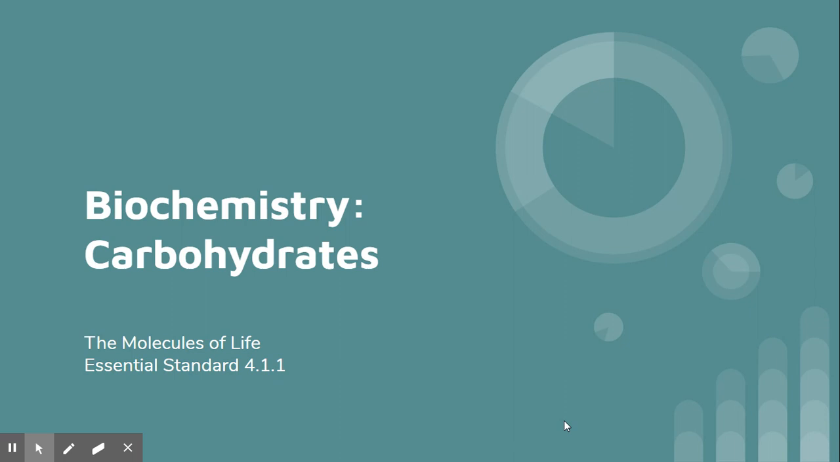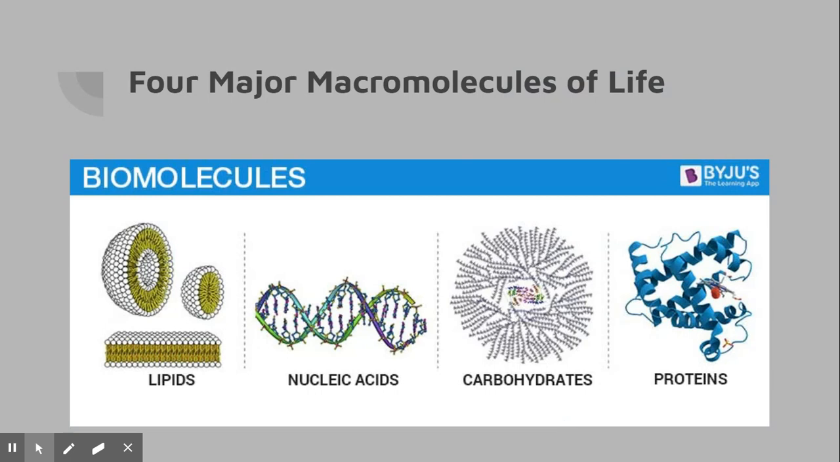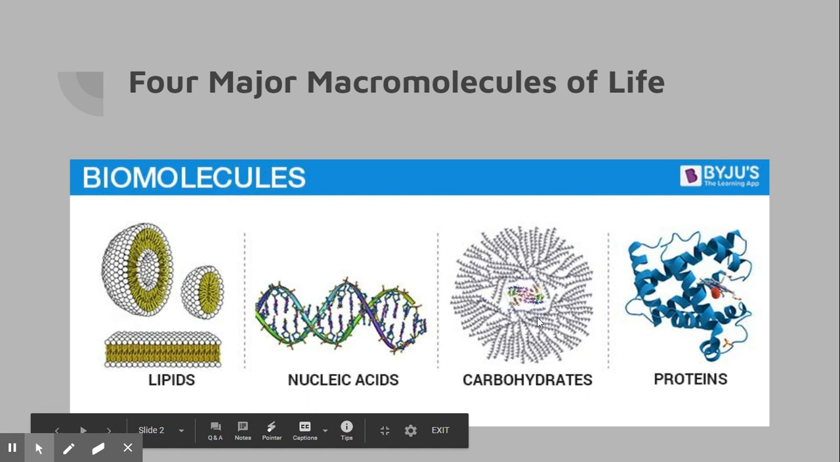Okay. So we've talked about atoms, elements, hydrogen, oxygen, nitrogen, carbon. Those simple elements come together in simple molecules, which we call monomers. Those monomers are joined together by dehydration synthesis into polymers. Another name for polymers is macromolecules. And these are the four major macromolecules of life: lipids, nucleic acids, carbohydrates, and proteins. Today, we're going to focus on carbohydrates. And then, of course, we will do the other ones as we progress through the unit.